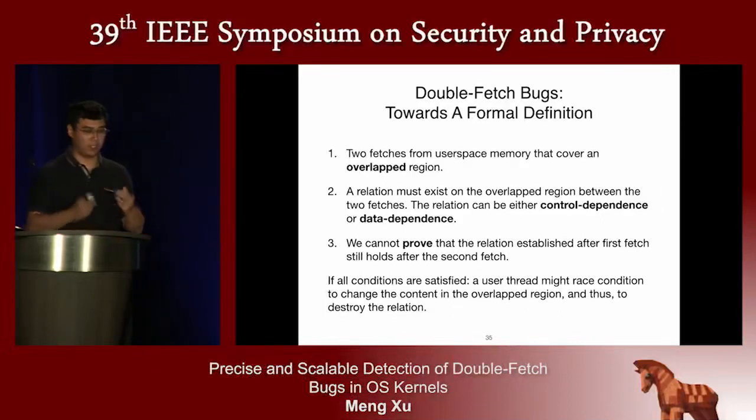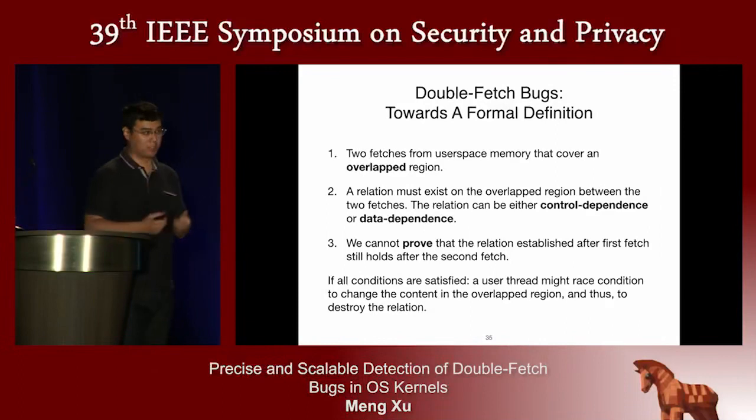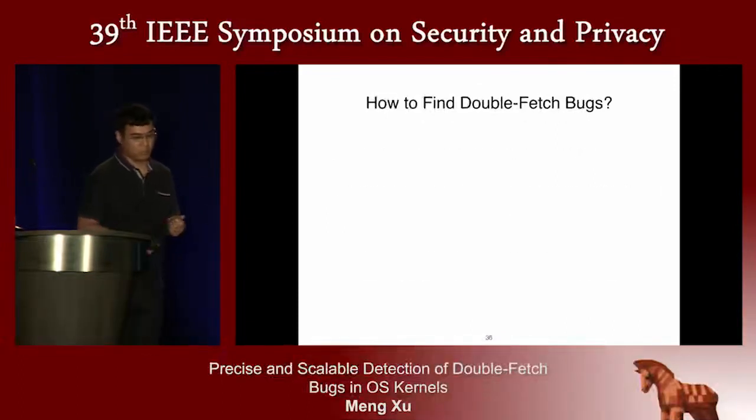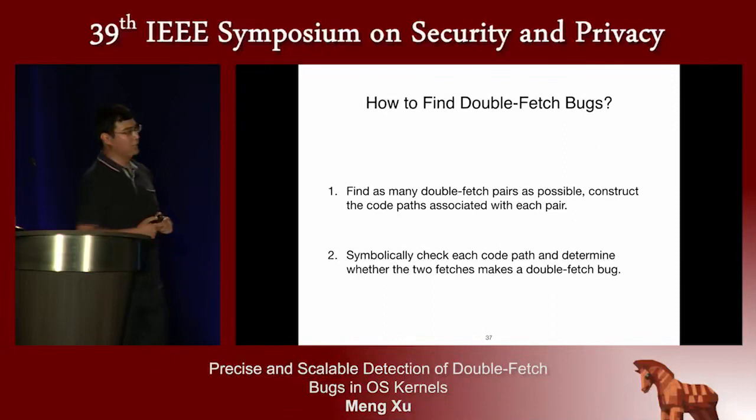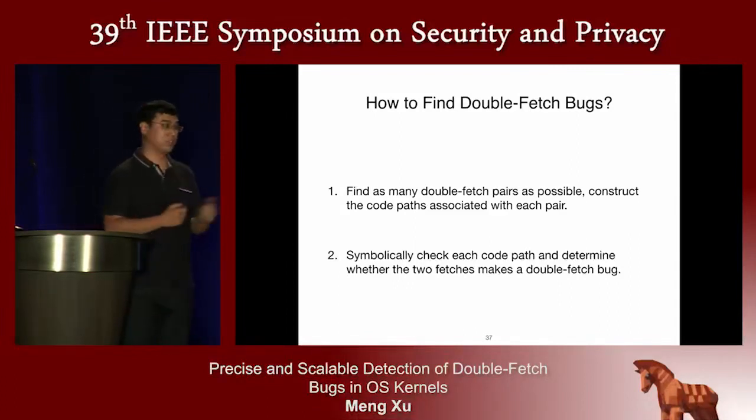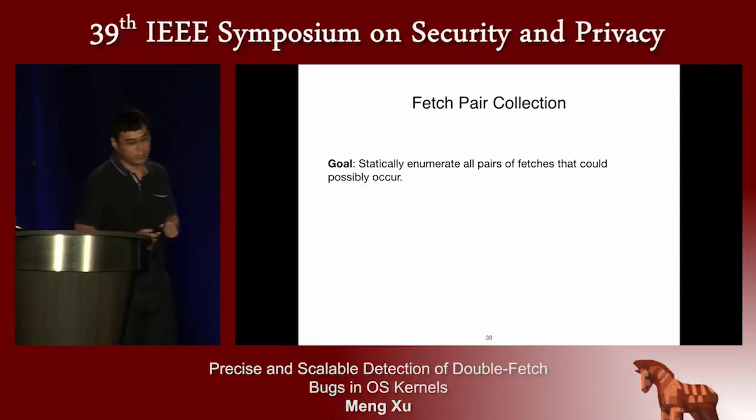So how does this definition guide us in terms of finding those bugs? Basically, we need to find two things: find as many double fetch pairs as possible, then construct the code paths associated with each fetch pair, and then symbolically check each of the code paths and decide whether the two fetches actually make a double fetch bug or not. So, how do we collect the fetch pairs? The goal is that we're going to statically enumerate all the possible fetches that could occur in kernel execution.